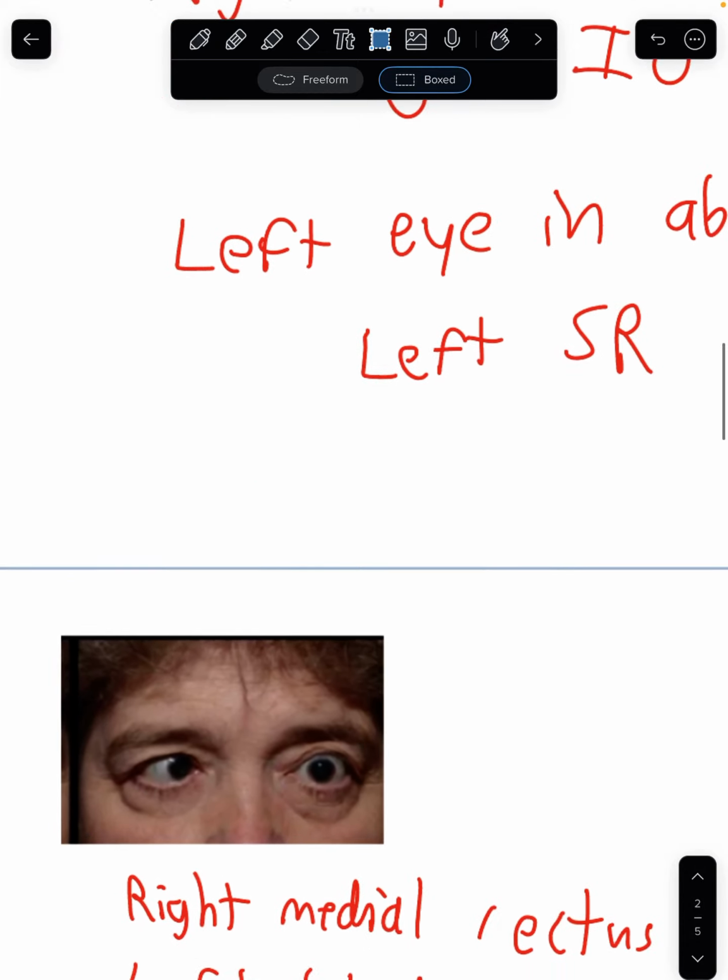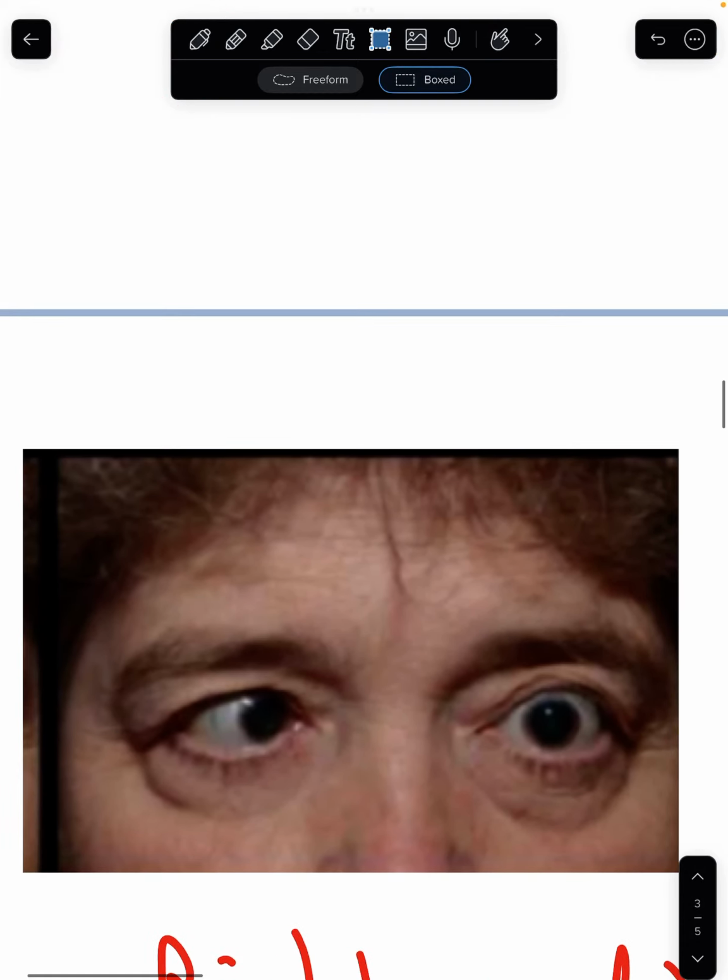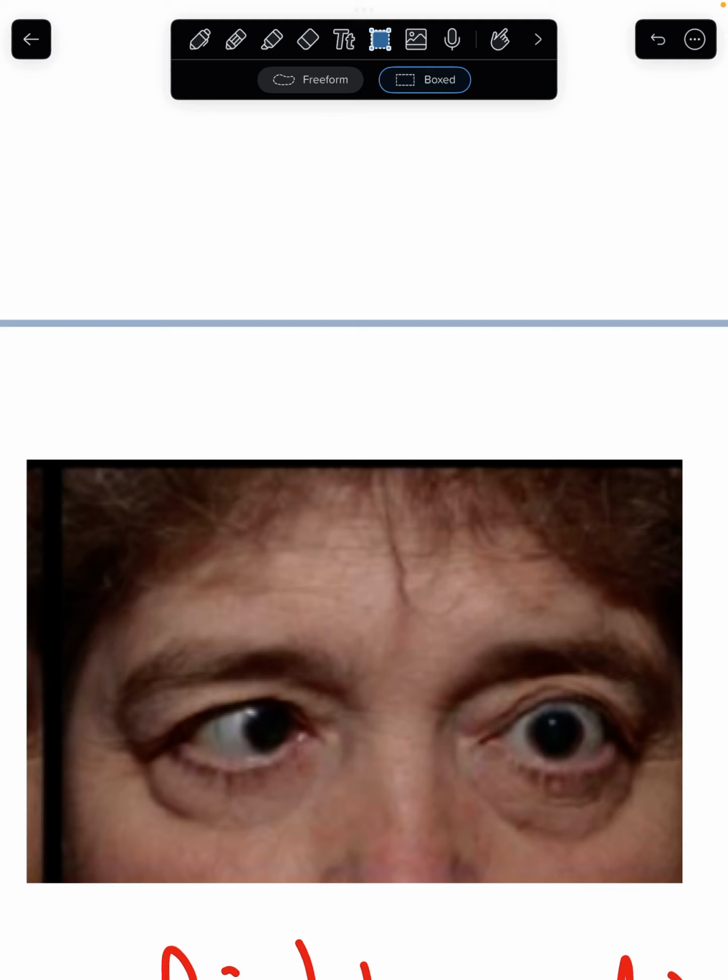So if we look at this one, in this example, the patient was told to look straight to their left, and they're unable to. So the right eye is looking more medial, so it's looking more nasal, so it's using the medial rectus. And the left eye was supposed to look laterally, or temporally, so it's using the lateral rectus. But it's unable to do that. So this patient has an abduction deficit.